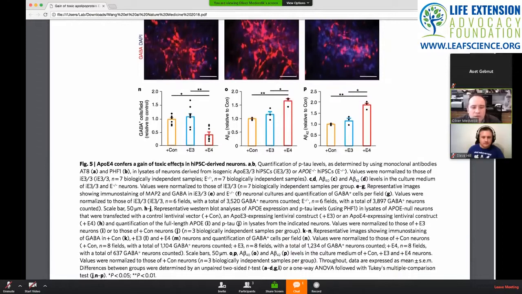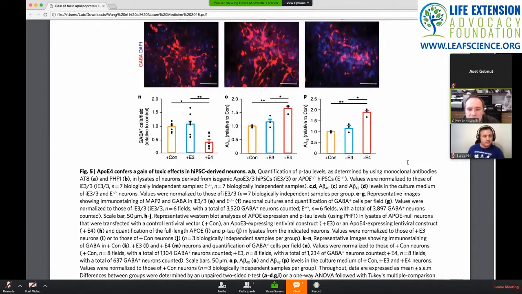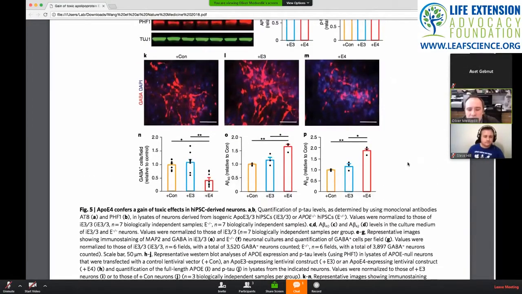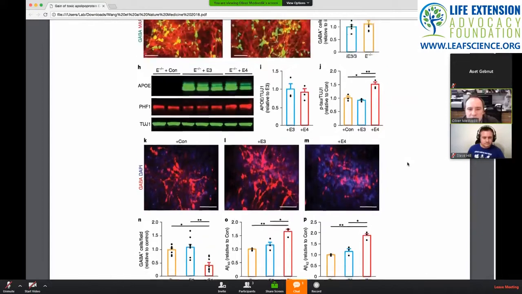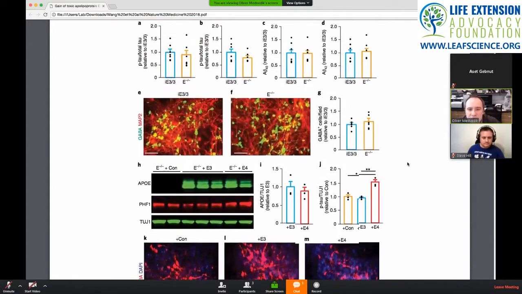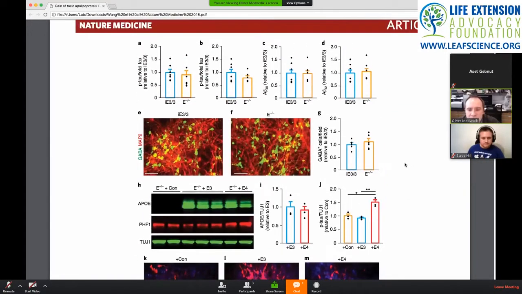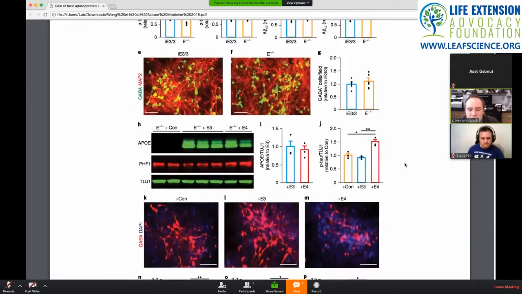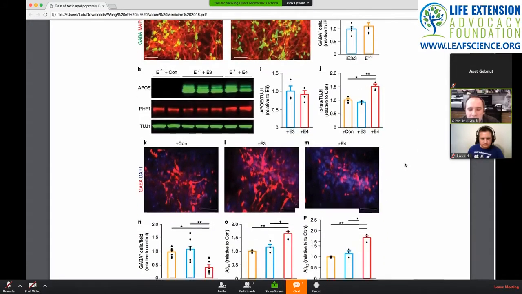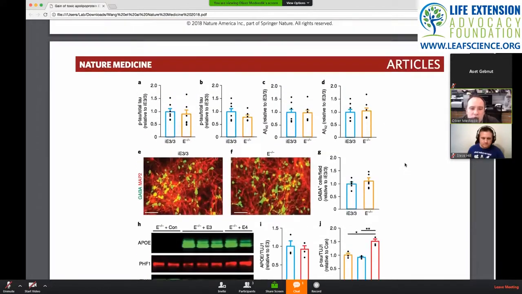ApoE4 confers a gain of toxic effects in hiPSC neurons. So one thing that they wanted to clarify in this paper is that it's not necessarily a loss of function. There's two types of mutations you can have. One is a gain of function, meaning the protein itself is doing something toxic, versus the protein just not functioning, right? And something happens. So they want to show that this is actually a gain of function.